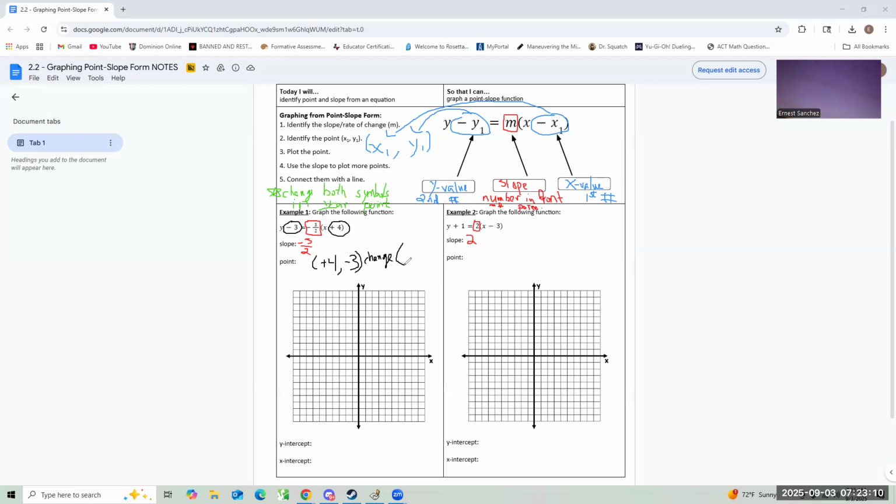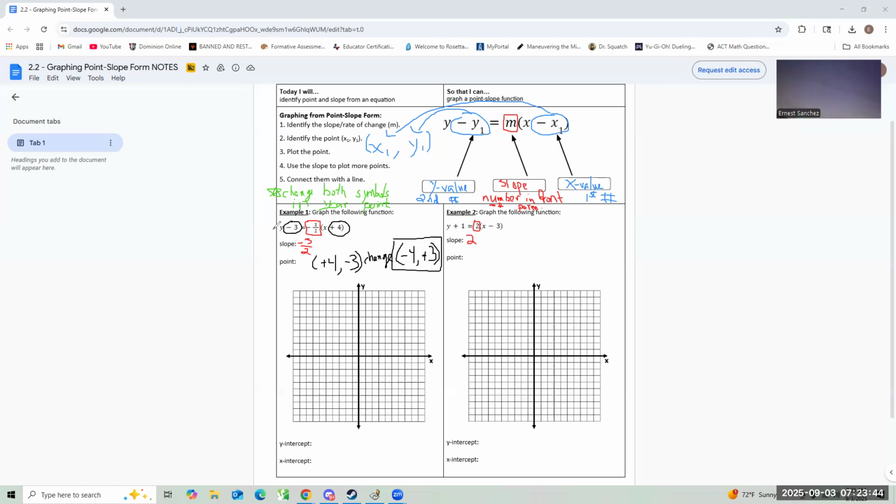So your actual answer, instead of +4, all you're doing is changing the symbol. So it'd be -4. Instead of -3, it would just be +3. And this is actually going to be your answer for point, this set of numbers right here. This first one, the +4 -3, is just the process on how to get our actual answer. Just think of it as a step, right?